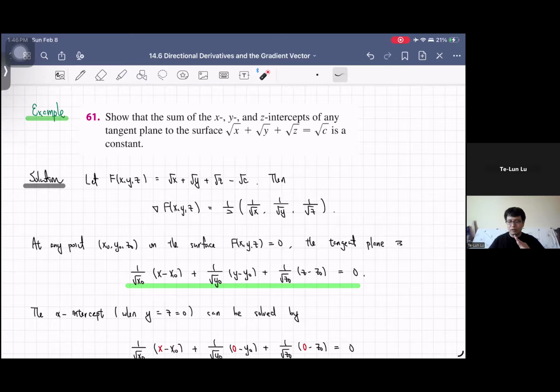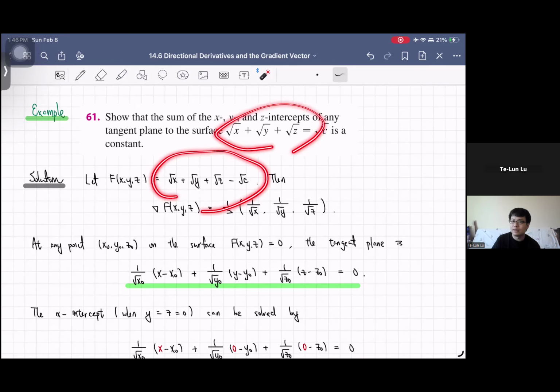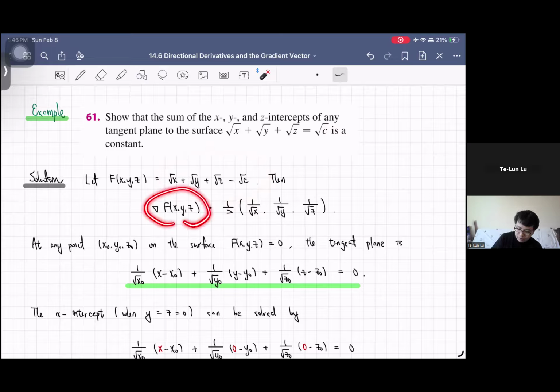It is stating that you have different tangent planes along the surface, right? But it turns out their intersections with the x axis, the y axis, and the z axis, those three coordinates, add up to the same constant. So let us try to do this. Given f(x, y, z) being this guy, we always reinterpret the equation as a level surface of some particular function, in this case equal to 0. So the normal vector is given by the gradient of f(x, y, z), which is this guy here.